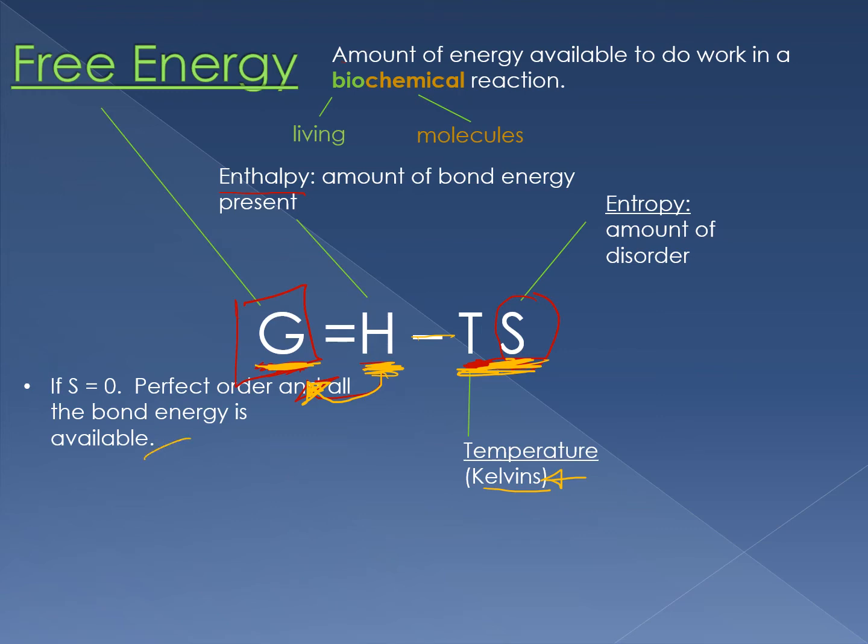Temperature, as temperature increases, what we can see here is that G is going to decrease. So as temperature increases, G will decrease. And that's simply because there's a subtraction symbol right here, right? So G is equal to H minus T. Forget about the S for now. So H minus T. So the bigger T is, the less energy is available.